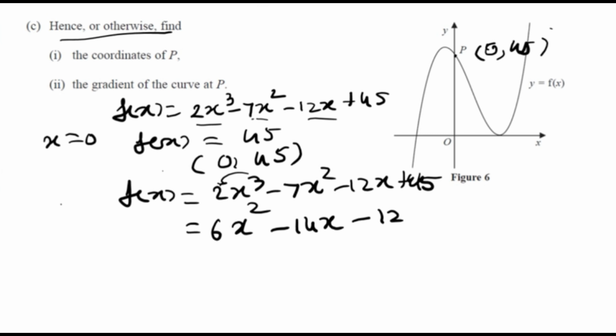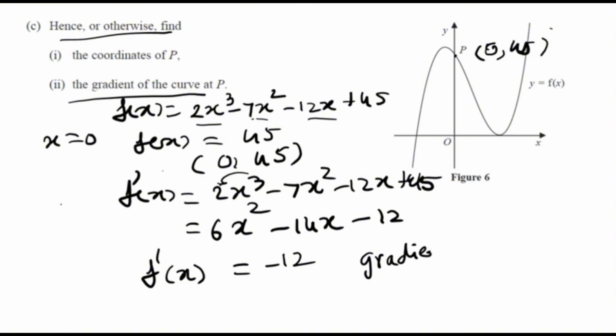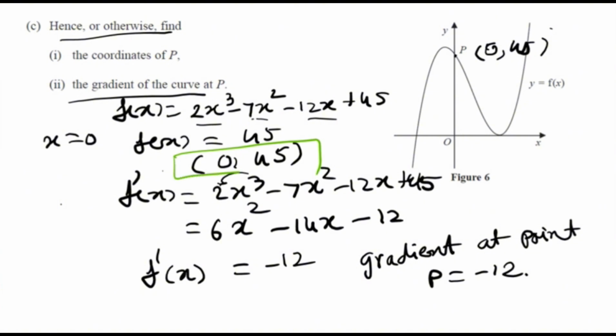And because we are finding the gradient at this point, in this again I have to substitute my value of x, which is 0. So f dash x, because when we are doing derivation we have to write f dash x, is equal to minus 12. So this is the gradient at point P. So we can write, gradient at point P is equal to minus 12. So this is the answer of part 1 and this is the answer of part 2.